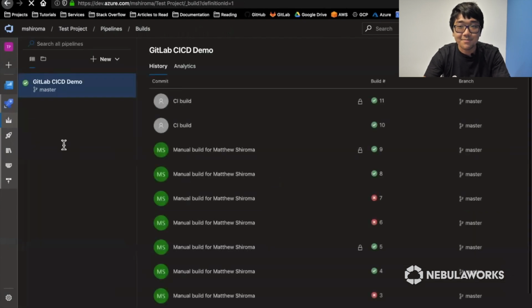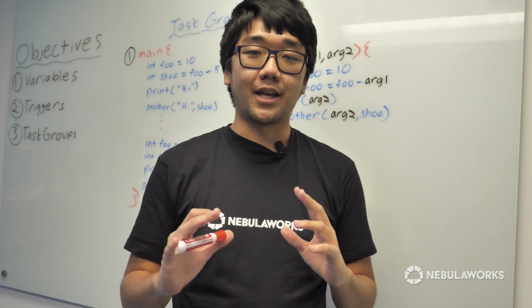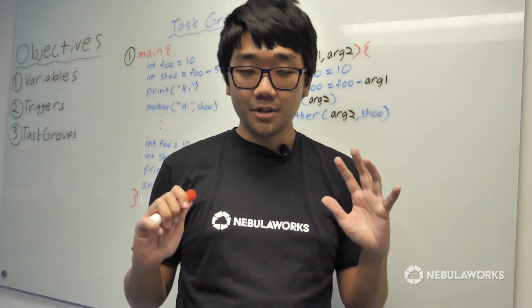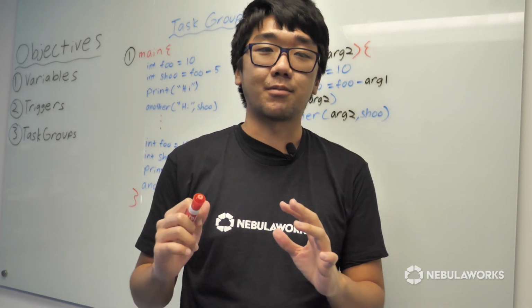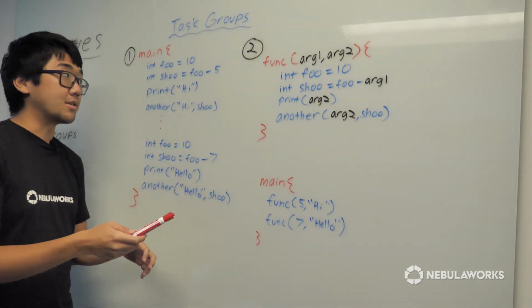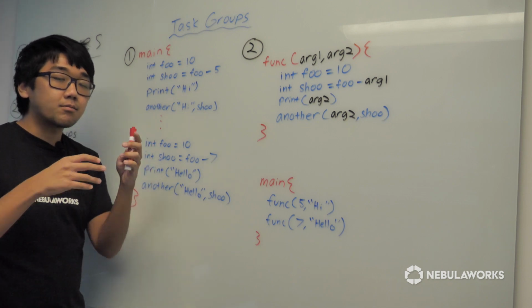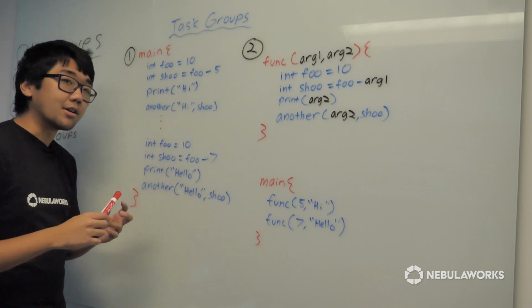So after moving on from triggers, the last thing I want to cover today in this video is task groups. Now, what is a task group? What the heck is that? To simplify my explanation of what a task group is, I have instead written up these two scenarios here in pseudocode. Don't compile them, please. It will help explain what exactly a task group is. So let's get started here, shall we?